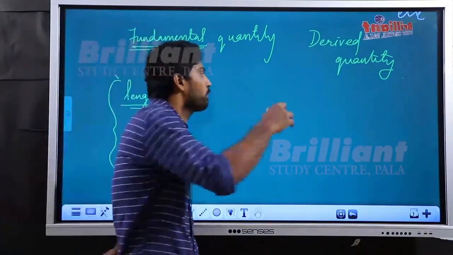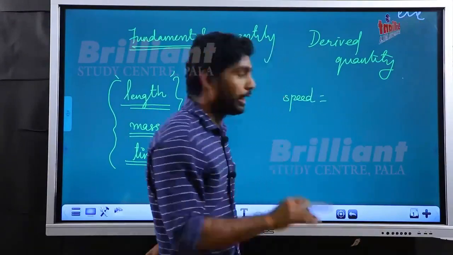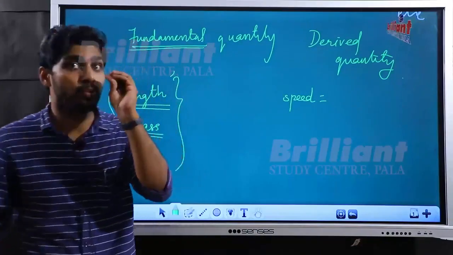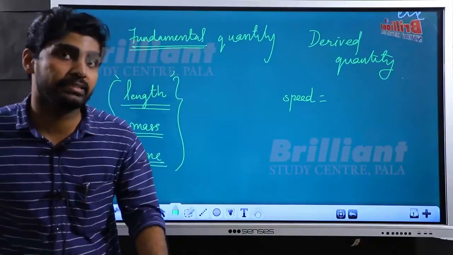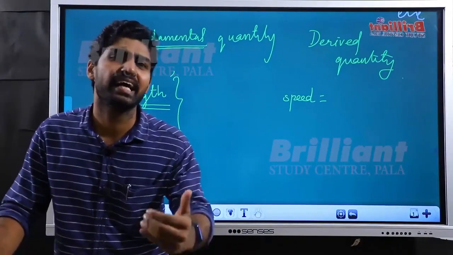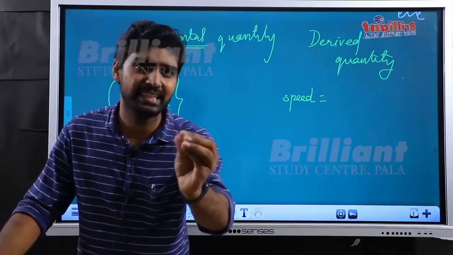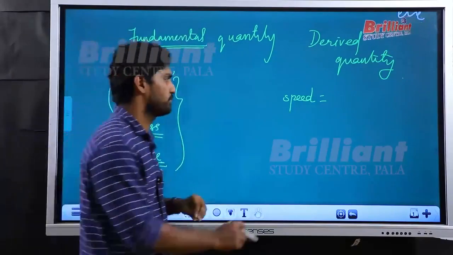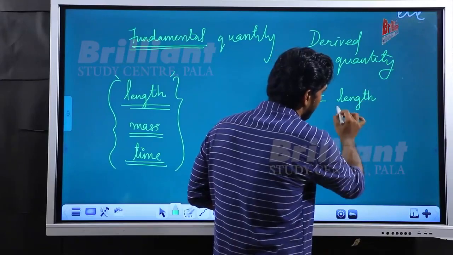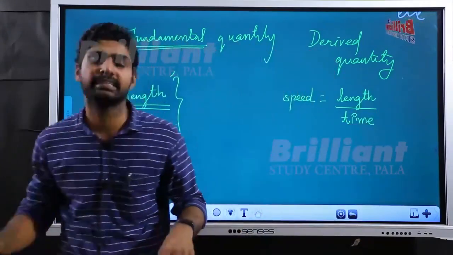Suppose we have a quantity called speed. I hope you're all familiar with the term speed. That is one of the simplest quantities that we come across. What is speed? We can simply say speed is the rate at which a body is changing its position, or the distance traveled divided by time. So speed can be written as length divided by time.